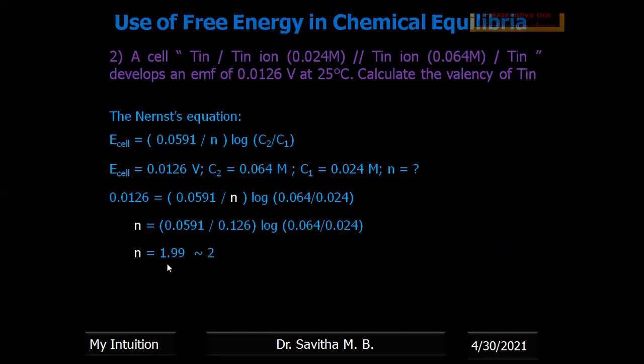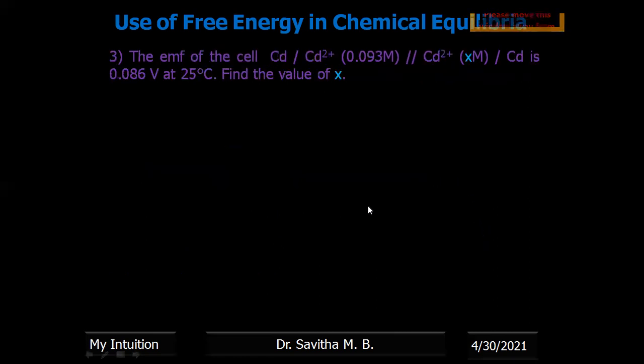We'll get the answer as 1.99, which we can approximately round off to 2. Therefore, the n value is 2. So valency of tin is 2. That means tin is Sn2 plus. Then you can also write the cell representation as tin bar Sn bar Sn2 plus of this concentration, salt bridge, Sn2 plus of this concentration bar tin Sn. So that is the cell representation.